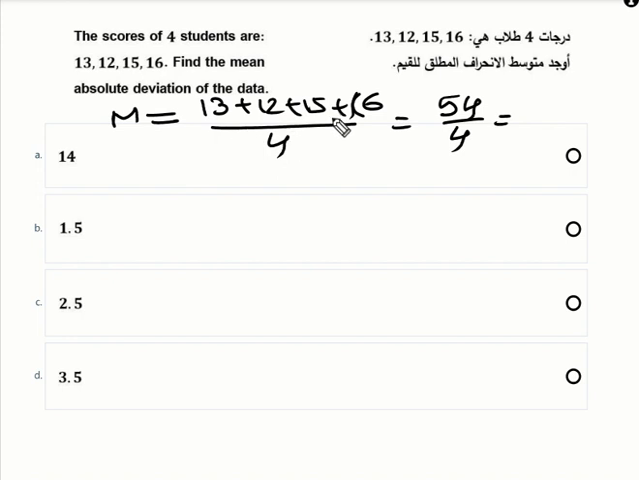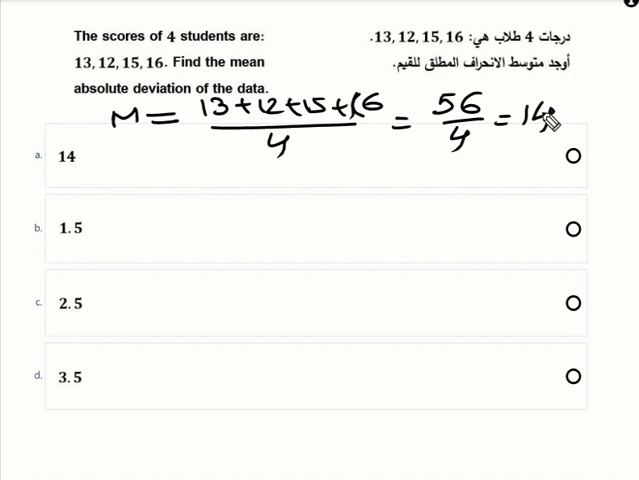Oh, no, no, this is the wrong calculation. Just try to check again. 13 plus 12 is 25, 25 plus 15 is 40, and 16 is 56. Okay, 56 over 4 means 14. So 14 is the mean.